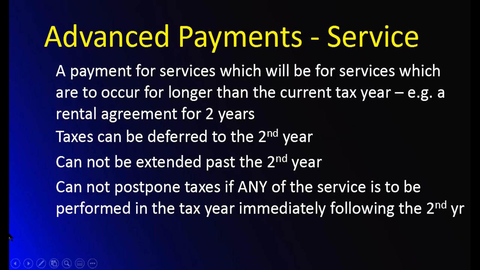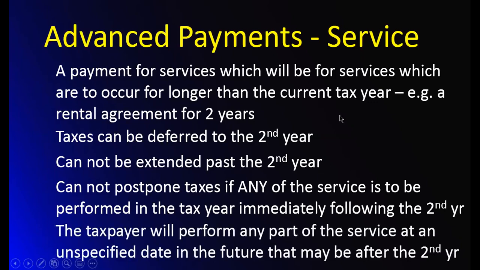Now, here's the funny part, and I don't know why they put this in here, but this is the way the IRS words it. The taxpayer will not perform any part of the service at an unspecified date in the future that may be after the second year. So this means, you're going to rent this property for these 2 years and all this, and then sometime down the road, you'll rent this one from me or whatever. Okay. There's some unspecified date down the road that something else will happen. You can't have that as part of it. If it is where you're going to defer it, you can't defer it to the second year then. It's all got to occur in the first year.